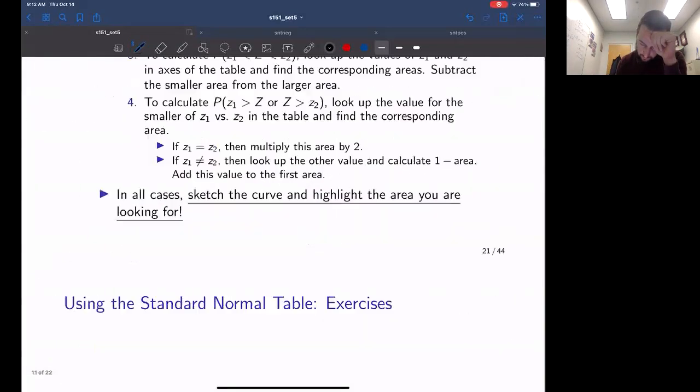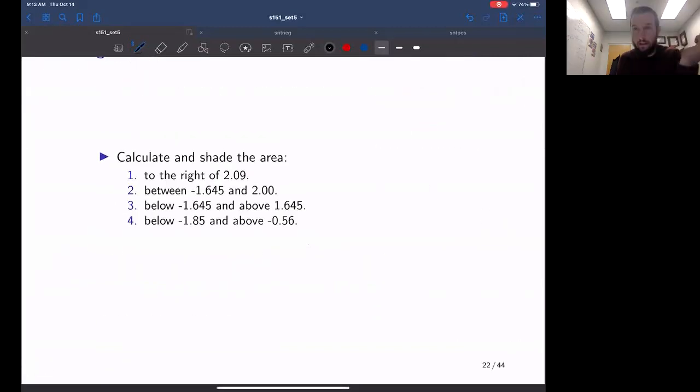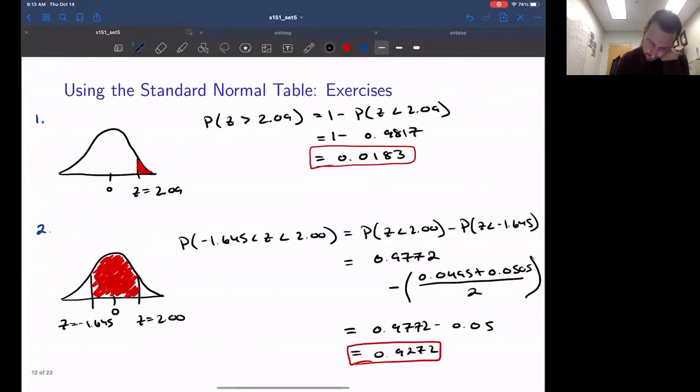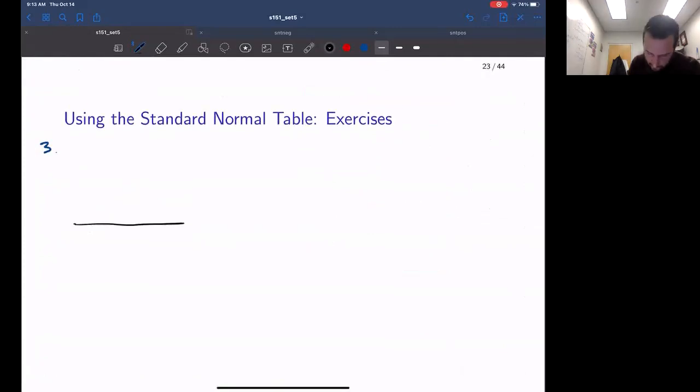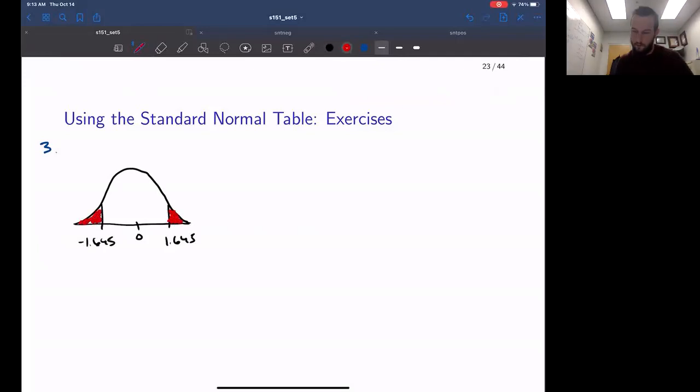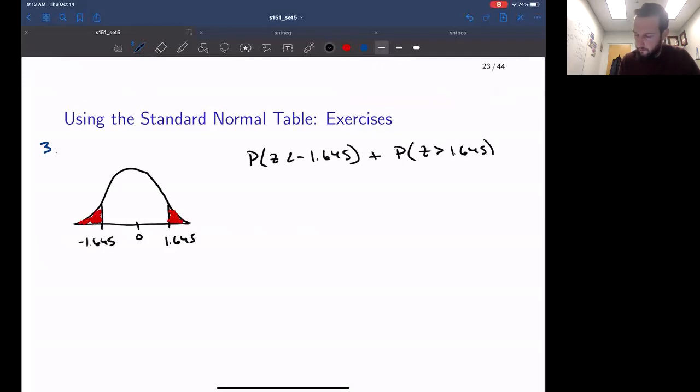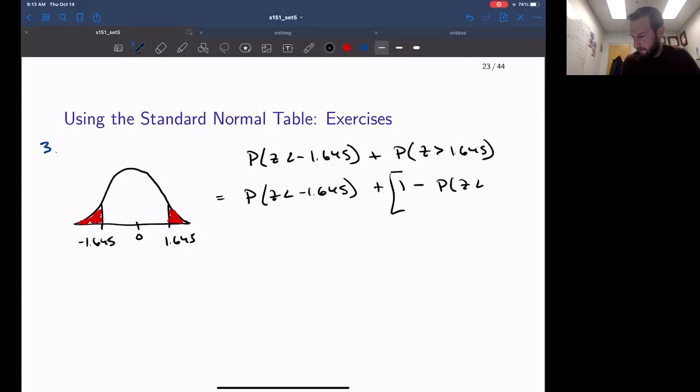All right, we should have time to do one more. So find the area below negative 1.645 and the area above positive 1.645. All right, so I have positive 1.645. I have negative 1.645. Okay, so I want the area above the positive and below the negative. So this is the probability that Z is less than negative 1.645 plus the probability that Z is greater than positive 1.645. So this is the probability Z is less than negative 1.645 plus 1 minus the probability that Z is less than 1.645.